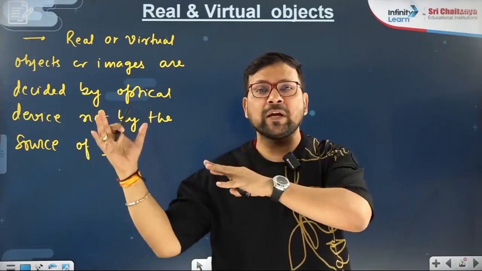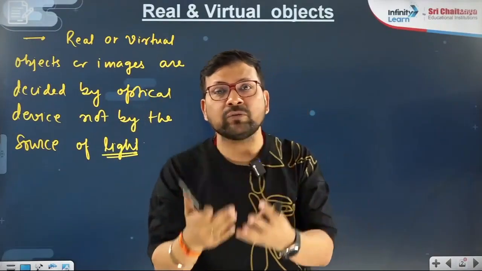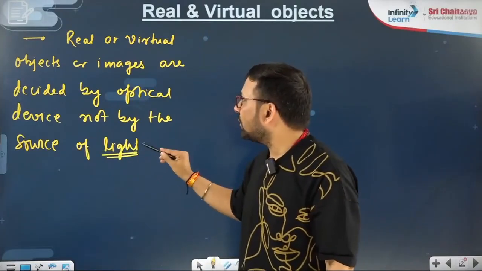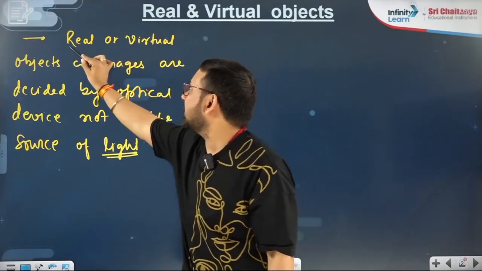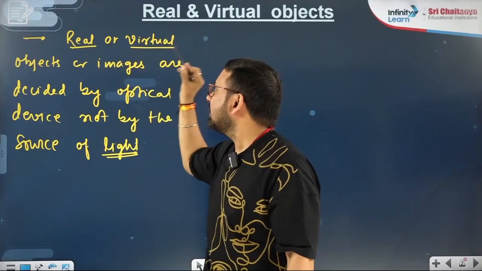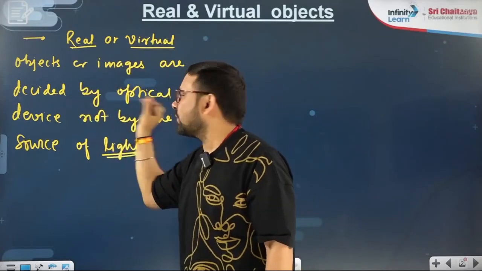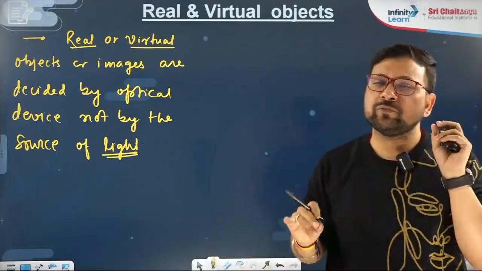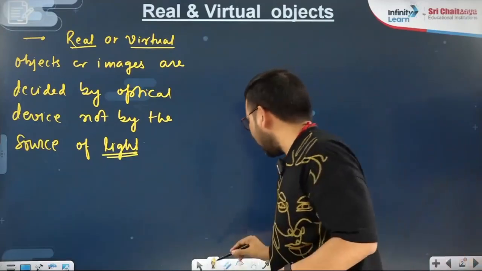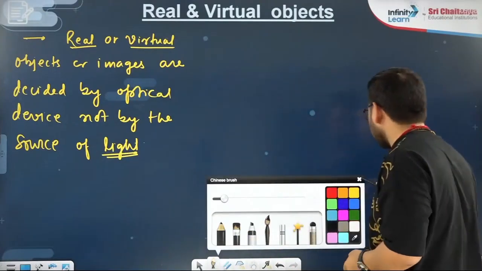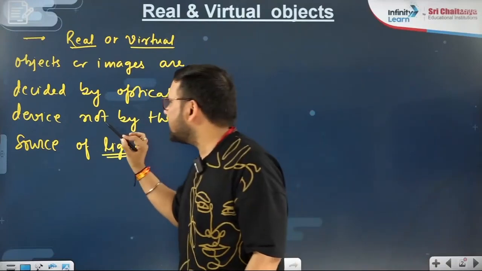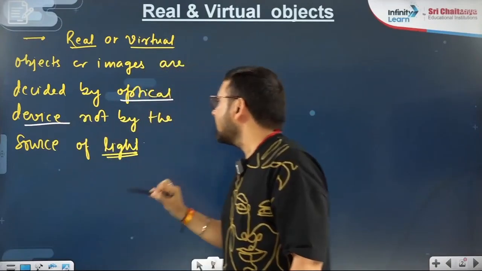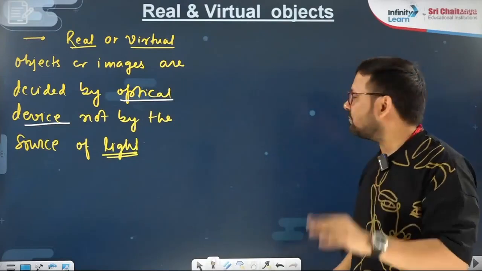So source of light is not always deciding whether the object is real or virtual, or the image is real or virtual. Try to understand this line. Once I give an example, but before that it should be very clear in your mind: who is the decider, my dear students? The decider is the optical device.